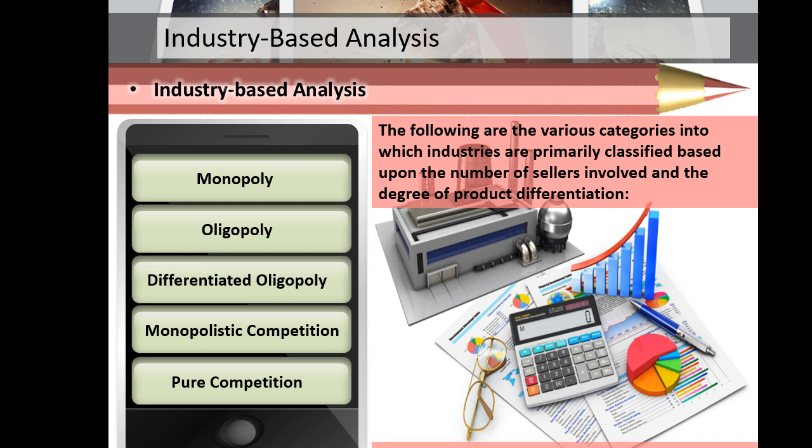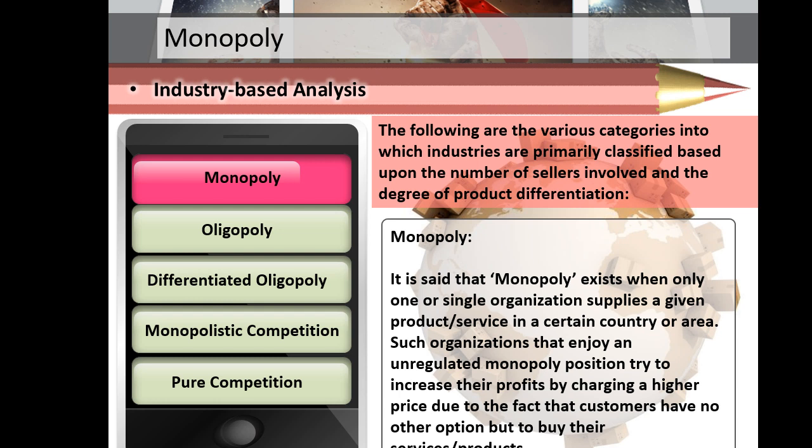So industry, the following are the various categories into which industries are primarily classified based upon the number of sellers involved and the degree of product differentiation. Looking at your screen, you can see monopoly, oligopoly, differentiated oligopoly, monopolistic competition, pure competition. If you take your mind back to the economics you did in your senior secondary school, these terms might not be foreign to you, and even being played in our Nigerian scenario. So when you talk of monopoly, it is when only a single organization supplies a given product and service in a country or in an area.